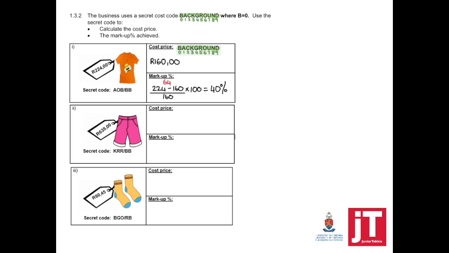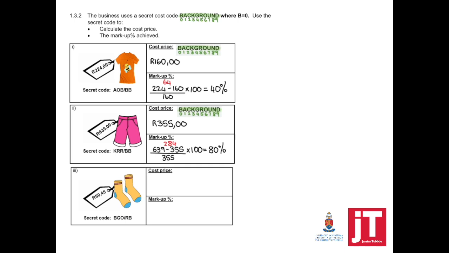The same will now be done with the second one. We use the secret code, background. K is the number 3. R, number 5. So there's 2, so it's 5, 5. Dash B, 0, 0. This means 355. To work out the markup percentage achieved, take the selling price minus cost divided by cost times 100. So my markup percentage was 80%.